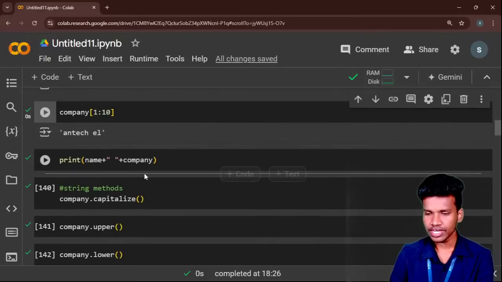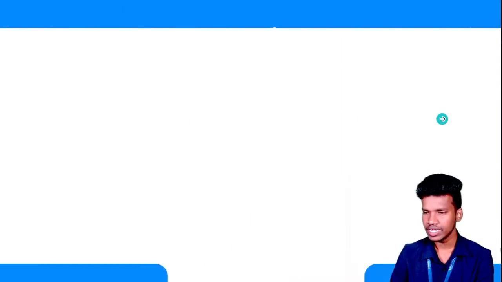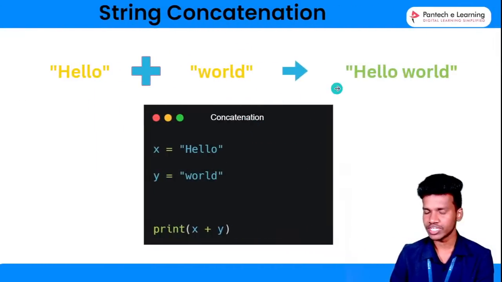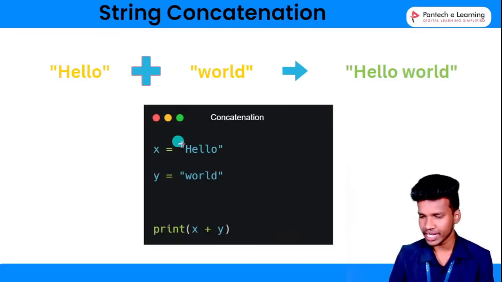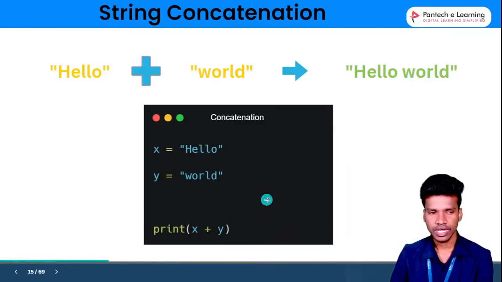Okay, so that was string slicing. Next we are discussing concatenation. Hello plus world gives hello world, right? Combining two different strings into one string is called concatenation. Hello is one string and world is another string. Now I combine the two different strings into one single string, that is called concatenation.